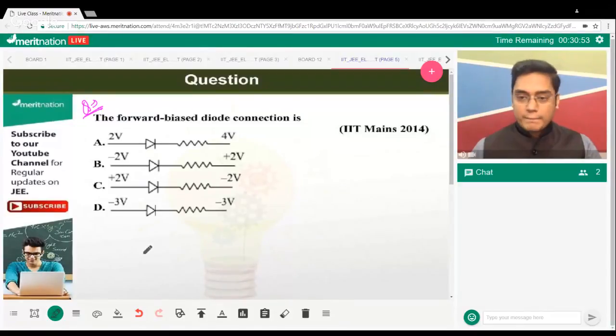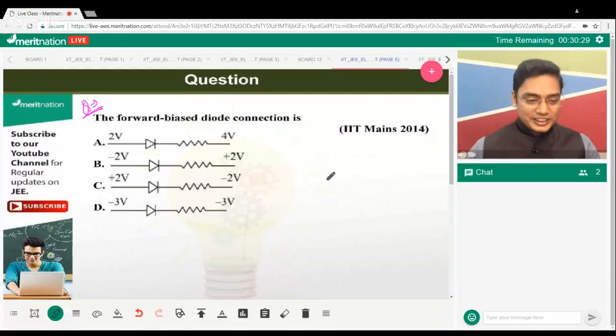Karthik is saying A, Afia is saying C. Okay. Kalpana is saying C, and Meghna is saying A. Wow. So what I can see, I'm getting a mixed response. Apurva is saying C as well. Okay. So again, you should know its basic thing. How to check? How to check if a diode is forward or reverse biased?